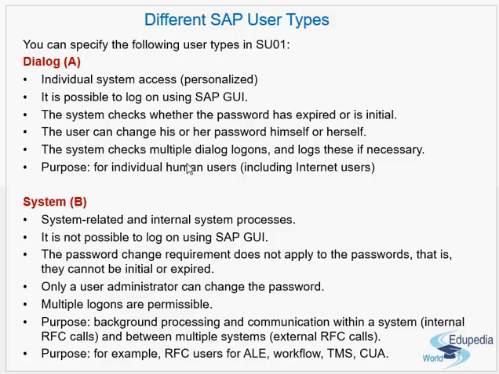Only a user administrator can change the password, okay? And multiple logons are permissible, okay? For a dialog user ID, unless you set some parameters, the maximum number of dialog logins is restricted, but for system type users there is no such restriction. And what is the purpose? Background processing and communication within a system, that is internal RFC calls, and between multiple systems, external RFC calls. For example, it's used for RFC users, for ALE, workflow, TMS, central user administration, and so on. So when you say system, the description says it's used for system and internal processing. For RFC processing, RFCs are created in SM59.